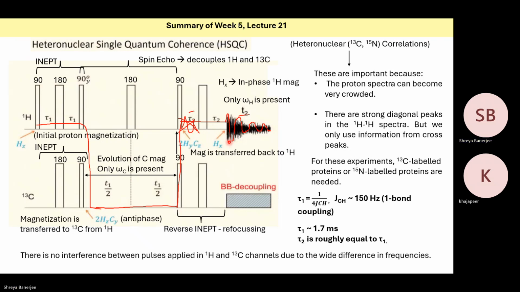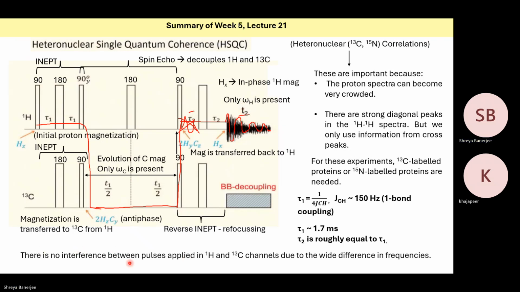coherence. If you remember in the last class, we talked about single quantum coherence, double quantum coherence, zero quantum coherence, and only single quantum coherence can be detected. So that is why this time delay is given, so that the two component magnetization terms can cancel out and you are left with only one component magnetization, also called in phase magnetization, that is detected during this time T2.